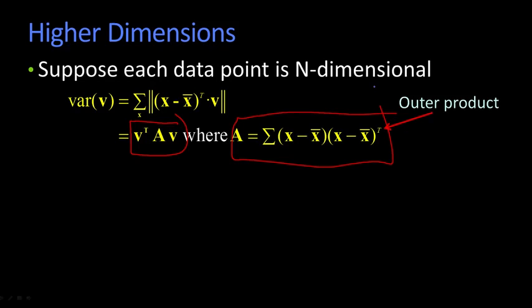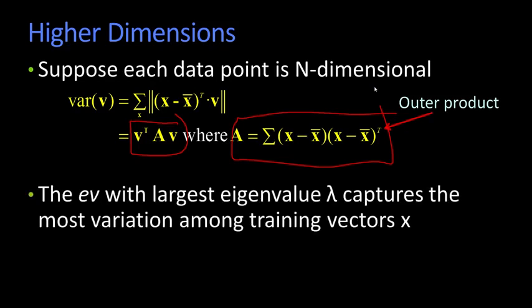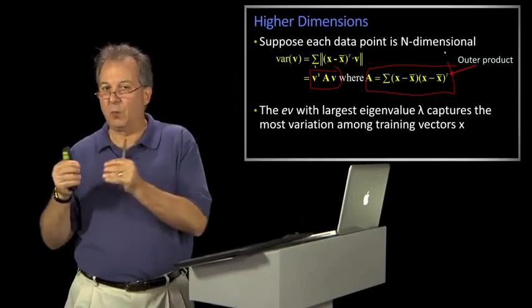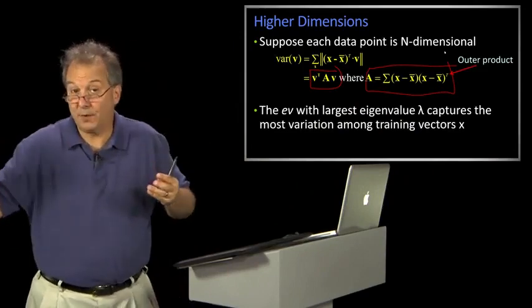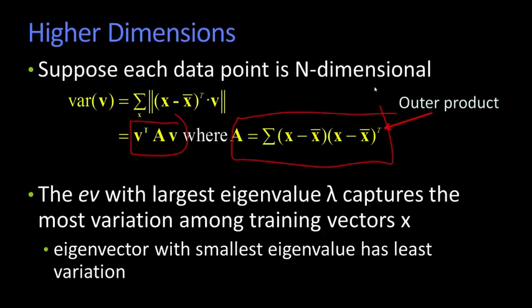And as we said before, the eigenvector with the largest eigenvalue lambda is going to be the one that captures that greatest variation. In a minute, I'll give you a little argument about why it's the eigenvector with the largest eigenvalue, or you can just take my word for it. And in fact, the smallest eigenvalue would be the least amount of variation. So basically, what we're going to have to do at some point is take the eigenvectors of this covariance matrix.